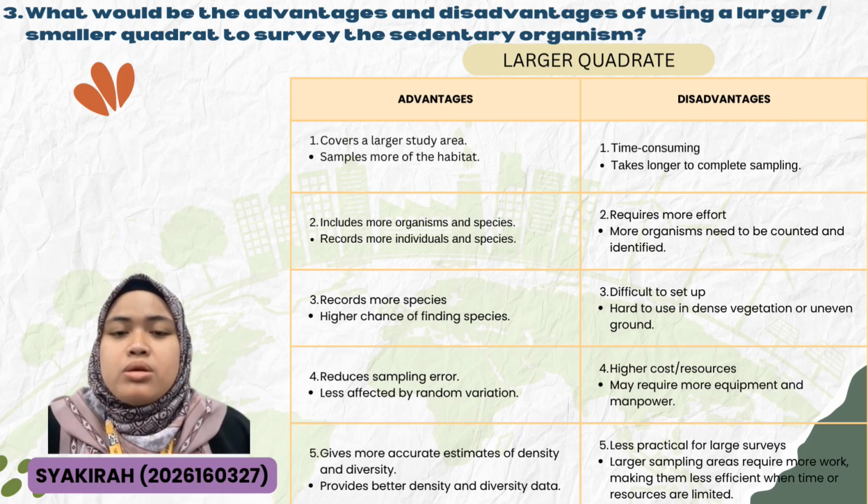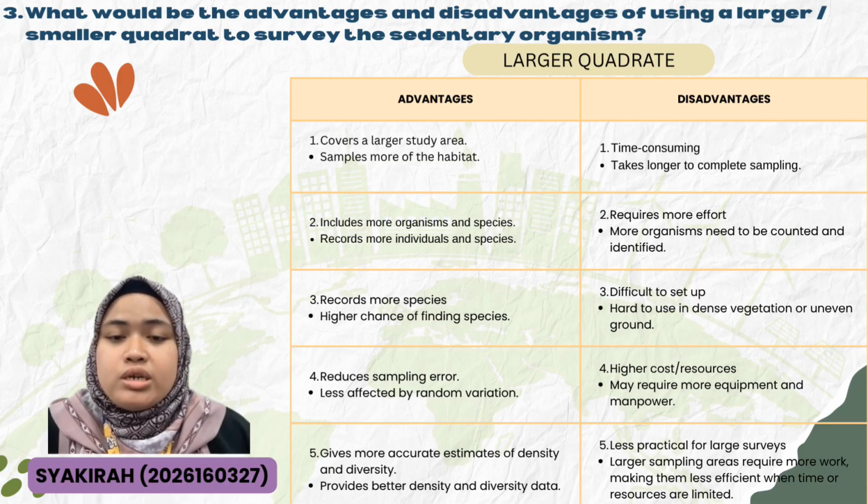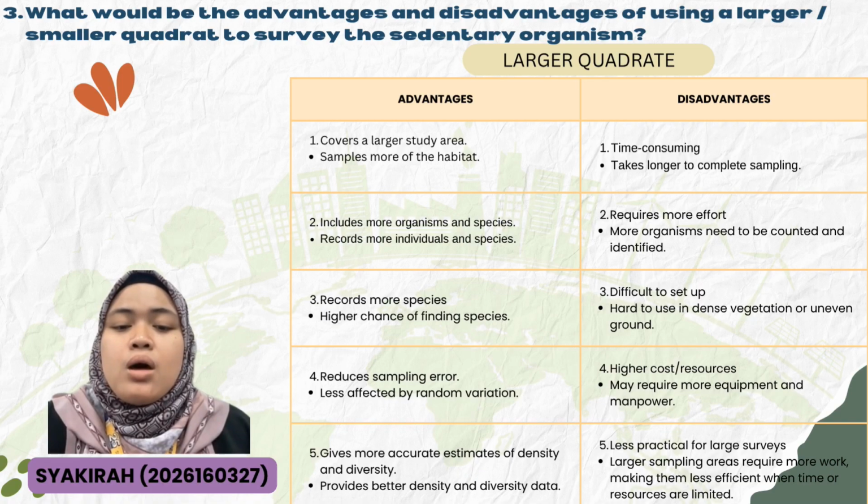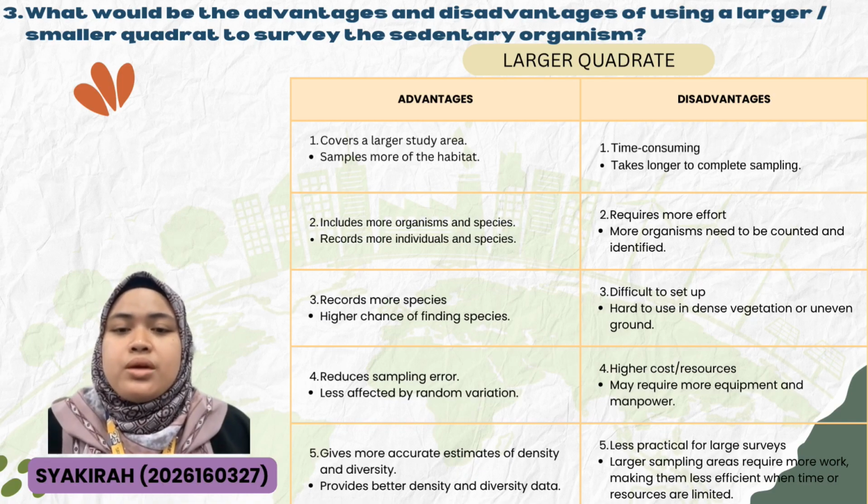Third, because it samples a larger area, there is a higher chance of finding rare species. Another advantage is that it reduces sampling error because the results are less affected by random variation. Finally, a larger quadrat provides a more accurate estimate of population density and species diversity, giving a better representation of the habitat. However, there are also some disadvantages.